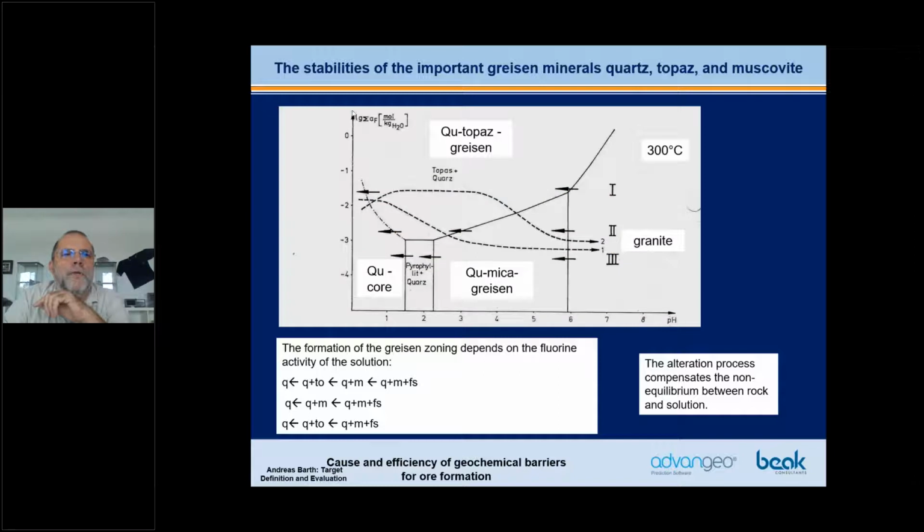Depending on the concrete fluorine concentration and pH and the temperature, of course, these fields of stability are changing. So this is just an example. If we have higher fluorine concentration, the feldspar is directly replaced by topaz, for instance, which we can see in several dikes with topaz directly replacing the potassium feldspar.